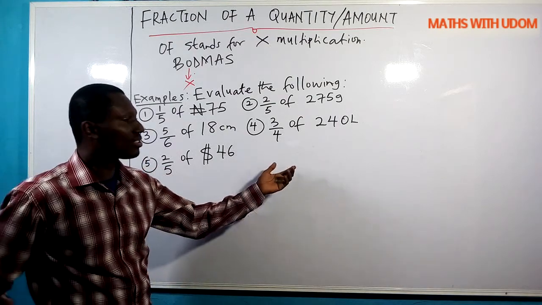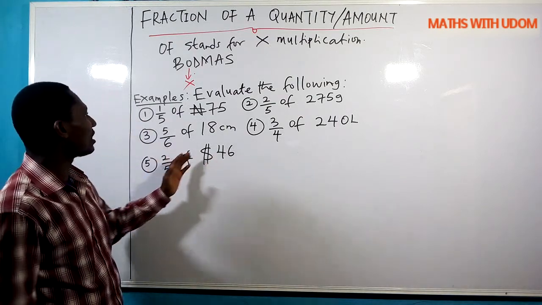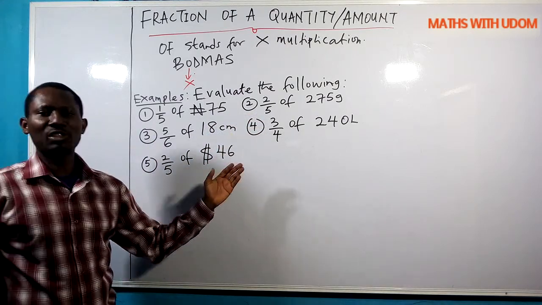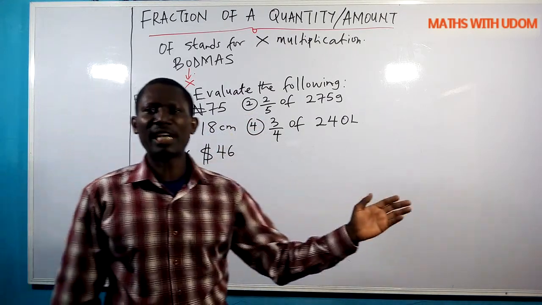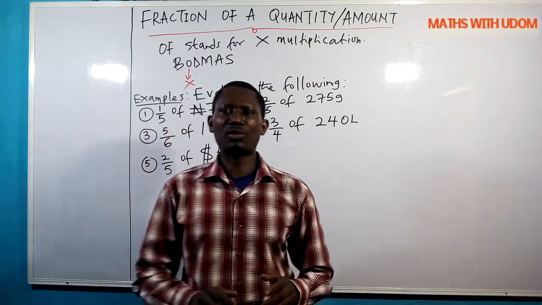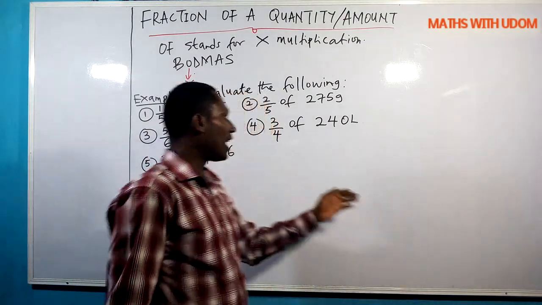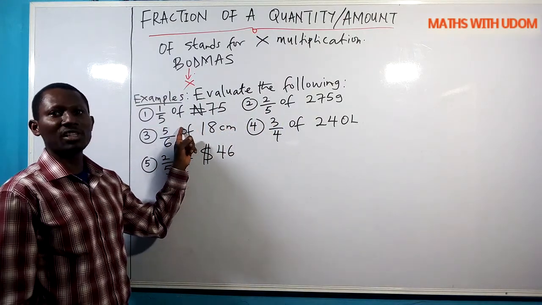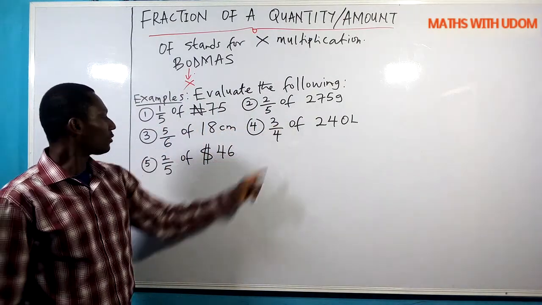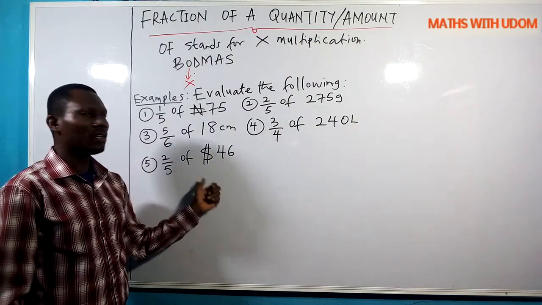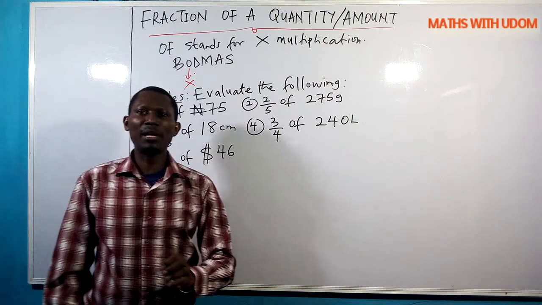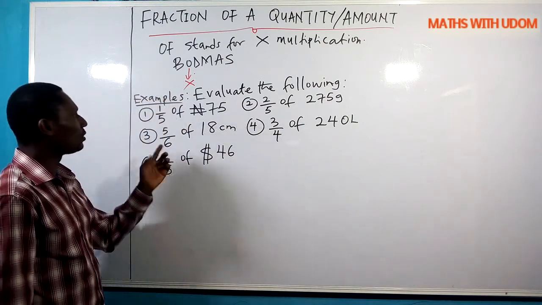So what do you notice in all these examples? The question says evaluate the following. Evaluate means work out the following, solve the following. And you can see that "of" is present in all of the examples. Remember, I told you that "of" stands for multiplication.